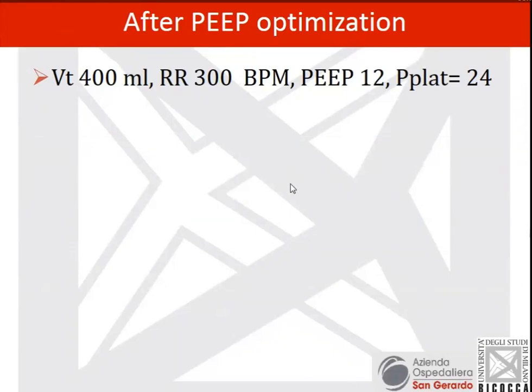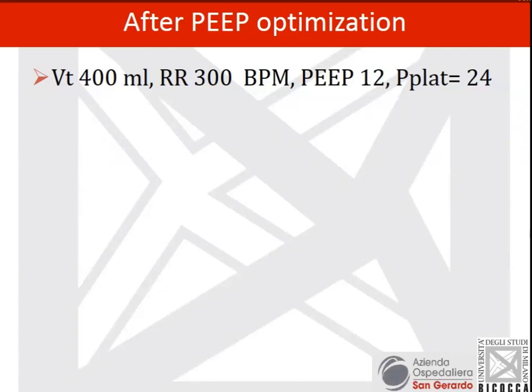And after we optimized PEEP, our tidal volume is 400, respiratory rate is 30, sorry, not 300, it's not HFO. Respiratory rate is 30. PEEP is 12, plateau pressure is 24. This is a little bit extreme for the sake of clarity, but you can see this kind of phenomenon. Maybe the numbers are a little bit exaggerated, but we increased PEEP by 7 centimeters of water, and we are only paying 1 centimeter of water in terms of plateau pressure, okay?